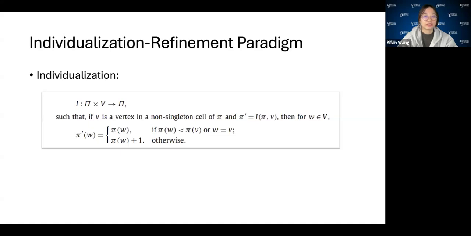Here is a formal definition of individualization. It is a function that outputs a new coloring, a new partition. And this process is like, once the vertex is chosen, in our context, its label will increase by 1. And for the nodes in the cells whose label is larger than our selected vertex, their label will also increase by 1.